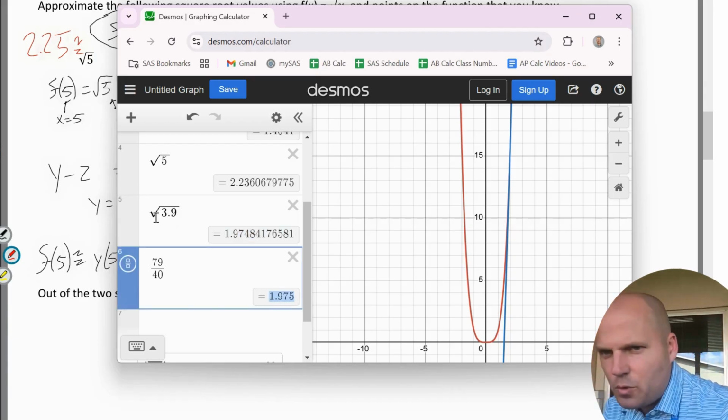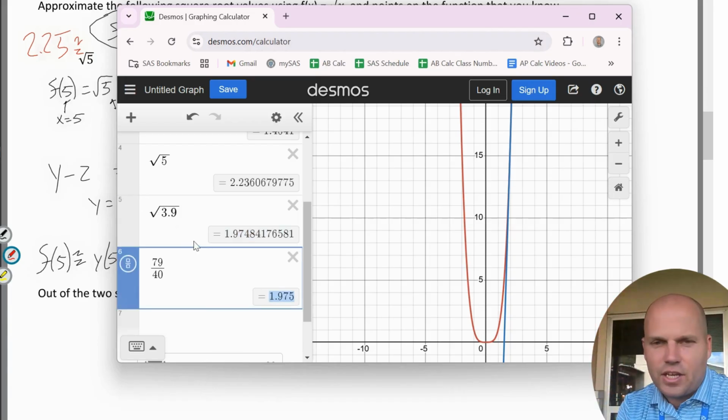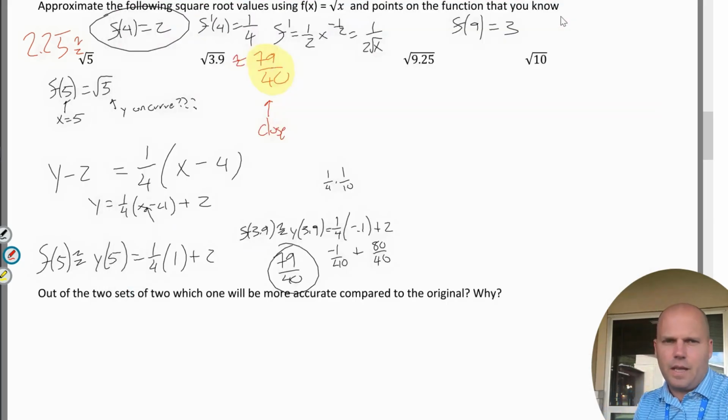It's crazy how close we are using such a simple method, such a simple thing. Okay.